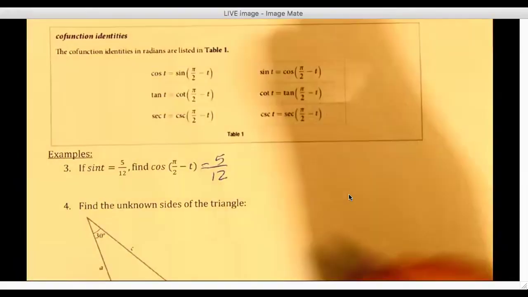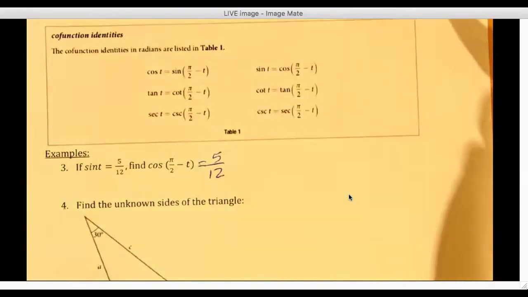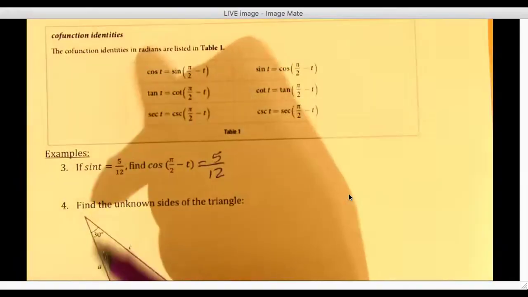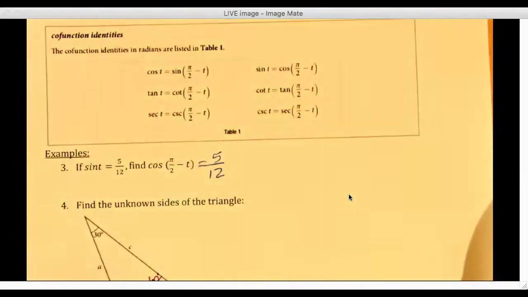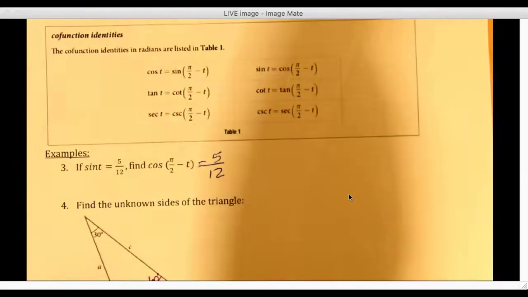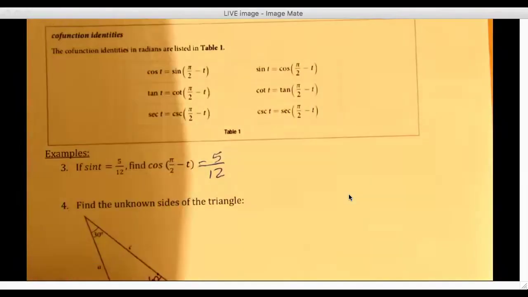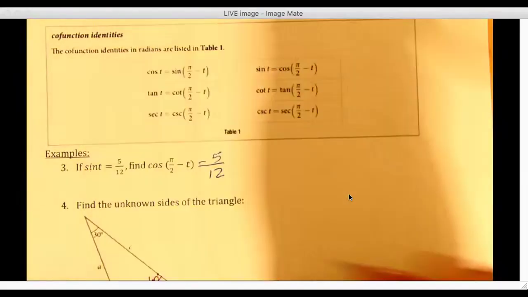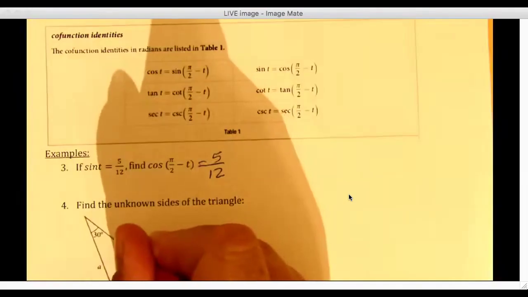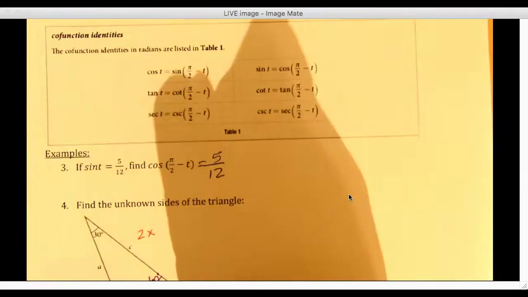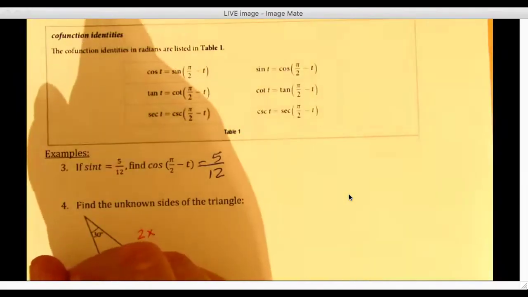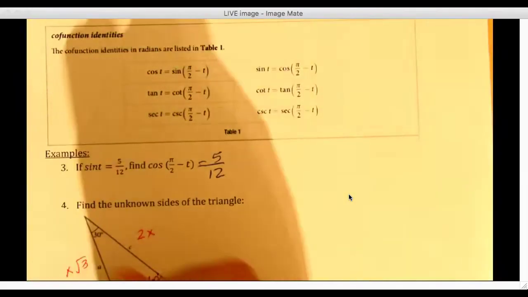All right, in this next example, we have a triangle here, and we see that this is 30, this is 90. That means this has to be 60, and so we know that this is a special 30, 60, 90 triangle, and you can use those relationships on the previous page. The hypotenuse is going to be 2x. The short leg will be just x, and the longer leg would be x times the square root of 3.